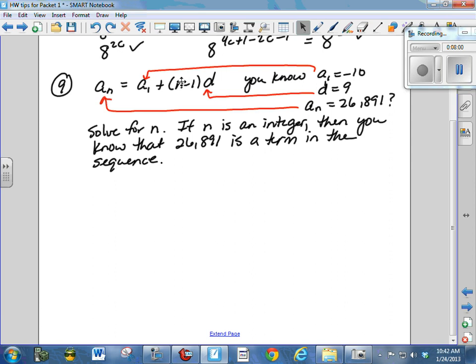If you solve for n and n turns out to be an integer, a whole number like 1, 2, 3, 4, 5, or something like that, rather than 12 and a half, then you know that 26,891 is a term in the sequence. And you can do the same thing for number 10.